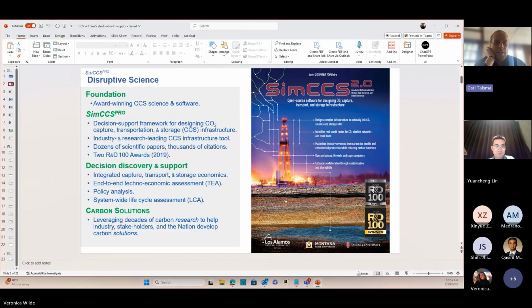Okay, so SIMCCS is our flagship software at Carbon Solutions. This is what the company was built on. Basically, it's a decision support tool for building carbon capture and sequestration infrastructure. We've done a lot of broad regional studies where we're deciding what's the optimal way to get CO2 from sources to sinks. How do we route the pipelines? How do we do all that? We have leveraged this tool into a consulting and research tool that we use to plan CCS infrastructure projects. You can go to the next slide, Veronica.